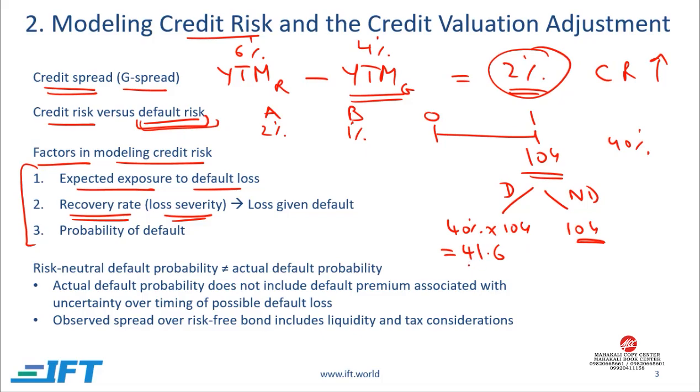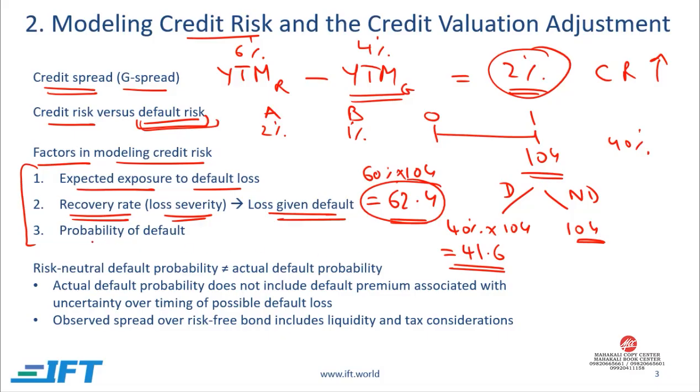Now, from the recovery amount, we can also calculate the loss given default. So the loss given default will be 60% into 104, which is 62.4. The total amount, 62.4 plus 41.6, should be equal to 104. So we could also have calculated this number, 62.4, by taking the total exposure amount, which is 104, and subtracting the recovery amount, which is 41.6.